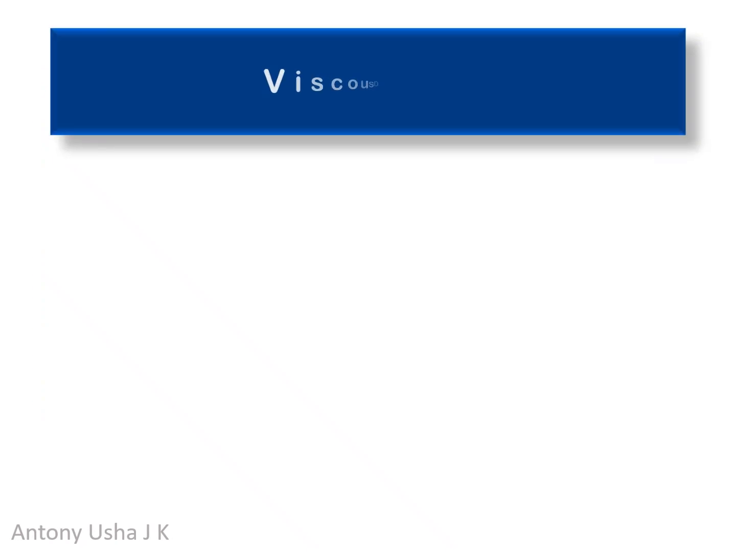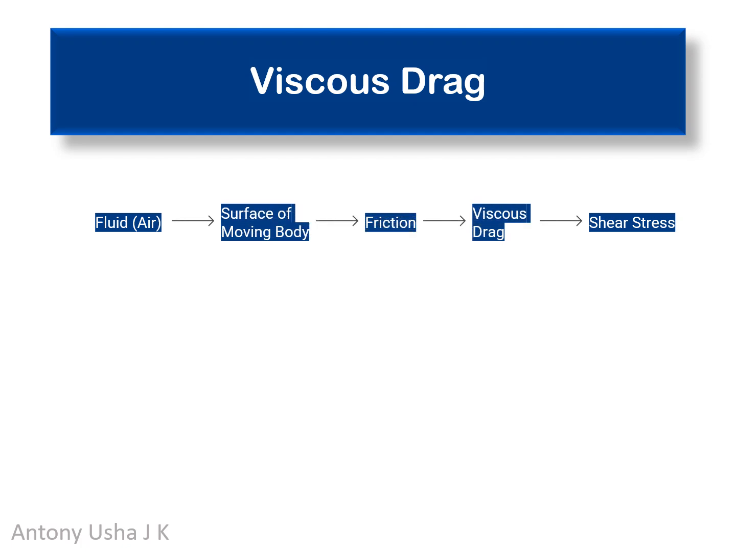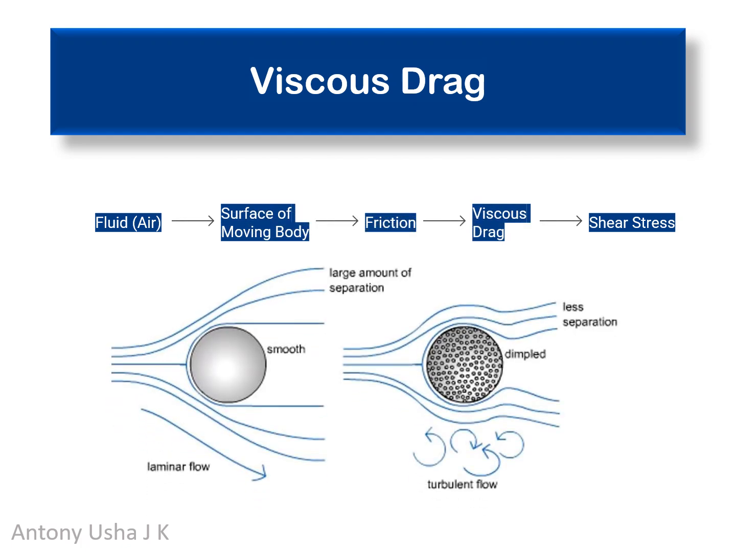Viscous drag. Let me discuss what viscous drag is in detail. I have shown a flow chart of viscous drag from end to end. That is the fluid, air, surface of moving body, friction, and the cause of viscous drag, and finally shear stress. Here, as the fluid flows over the surface of the body, it sticks to it, creating a shear stress. This stress results in energy loss, which we recognize as viscous drag.